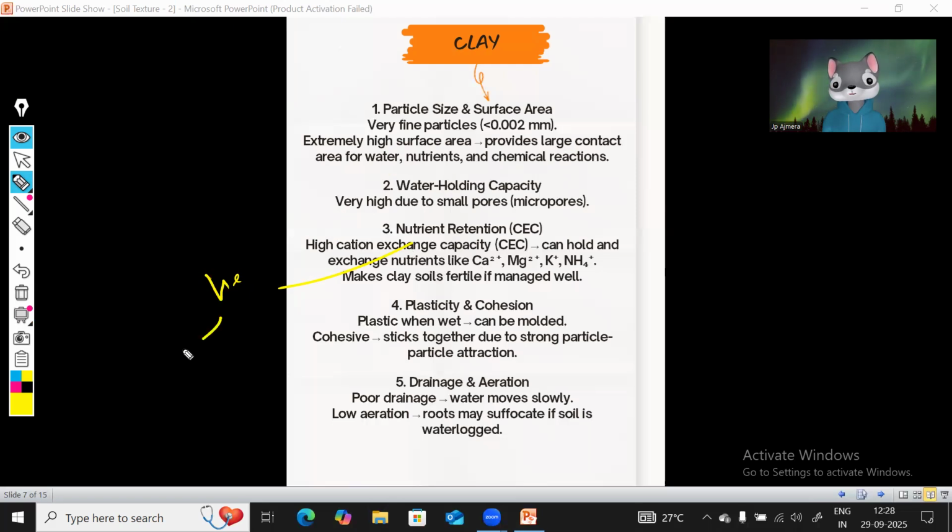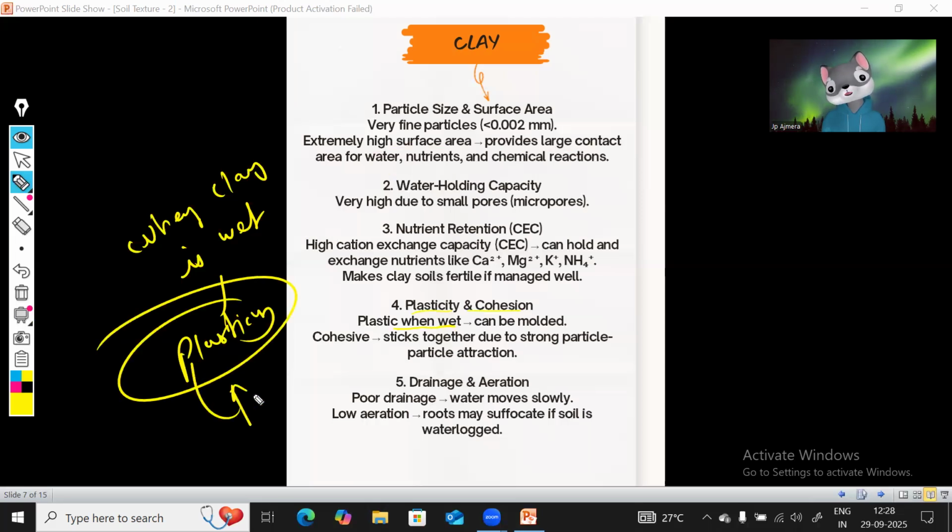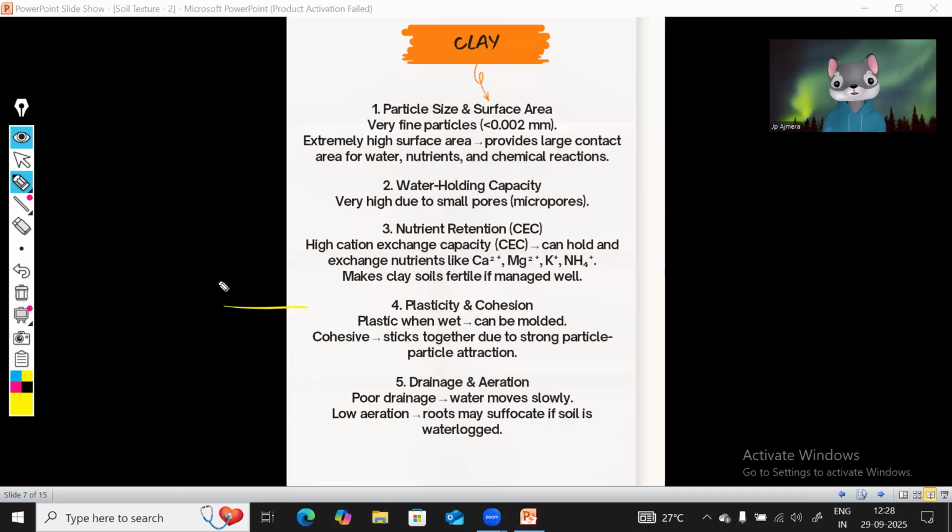It should be managed well, but there should not be any restriction. Plastic when wet: when the clay soil is wet, then plasticity is high. It can be molded into any desirable shape. Correct? Plasticity is the ability of soil to be molded into a desirable shape.